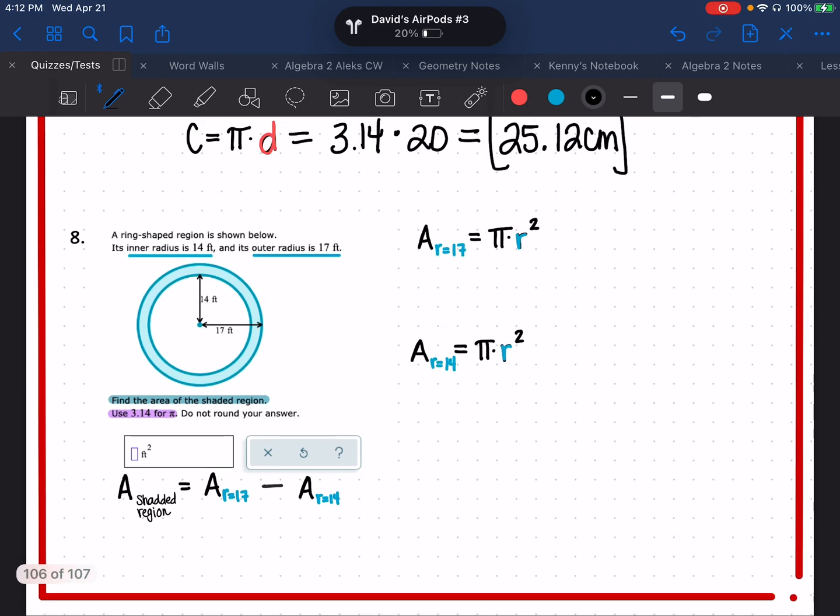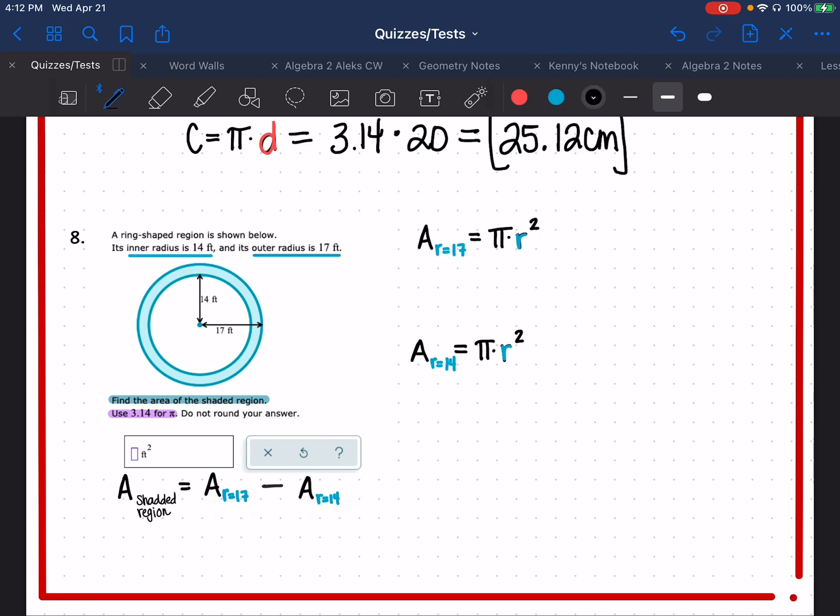All right. Question number 8 is going to have a ring-shaped region like the one below. It is going to talk about its inner radius, 14, and its outer radius, 17. It is going to ask you to find the area of the shaded region. And once again, it is going to ask you to use 3.14 for pi. All right, and it's going to say do not round your answer. You're going to take the outer circle and find its area first. Then you're going to do the inner circle's area and subtract them. This is the outer minus the inner.